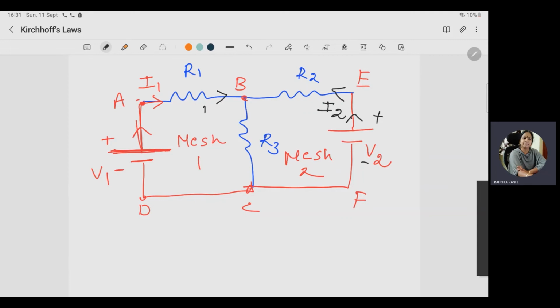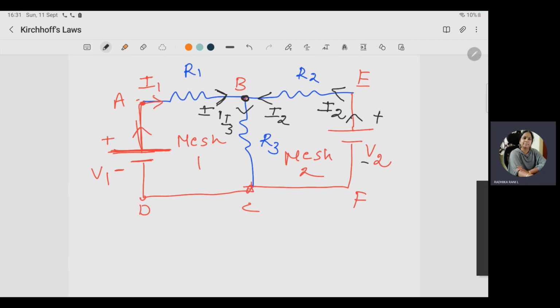So I1 is entering at point B and I2 is also entering at point B. So the two entering currents are I1, I2, and the leaving current is going from B to C. So this leaving current is called as I3. So three currents are there: I1, I2, I3. I1 current is coming from power supply V1 and I2 current is coming from V2. I1, I2 both currents are entering at point B and I3 current is leaving.